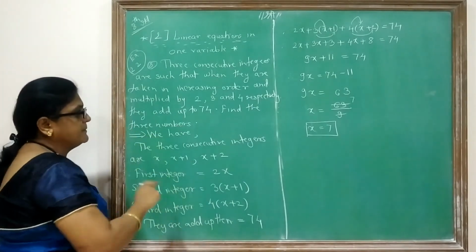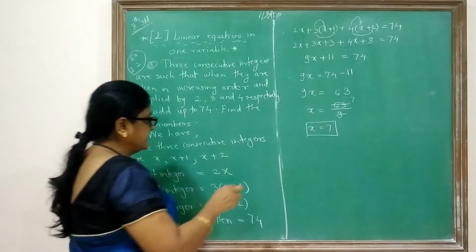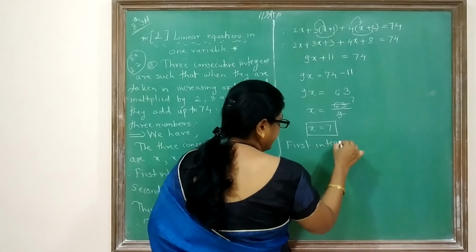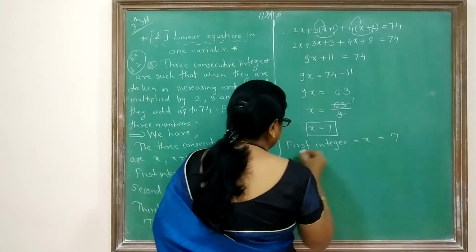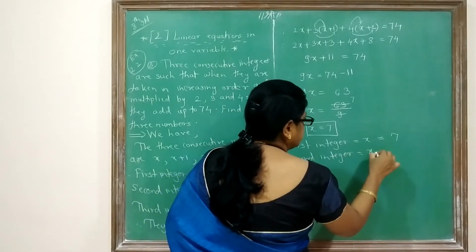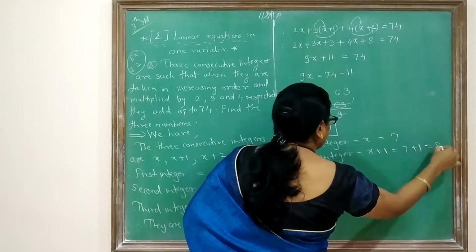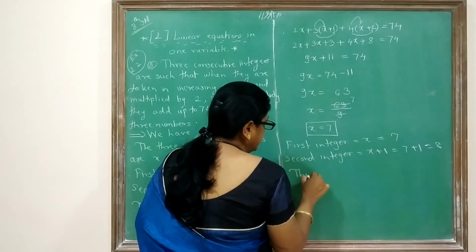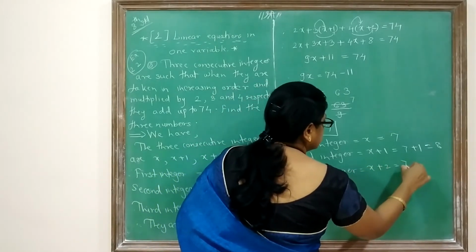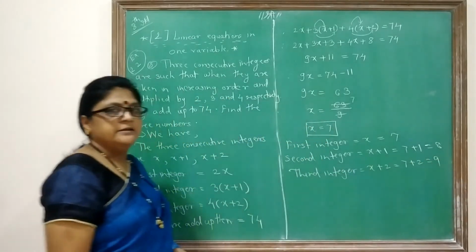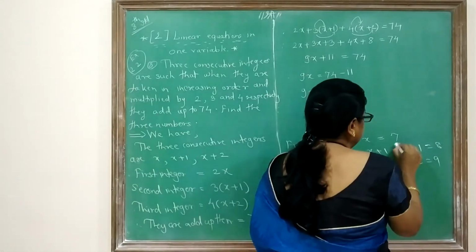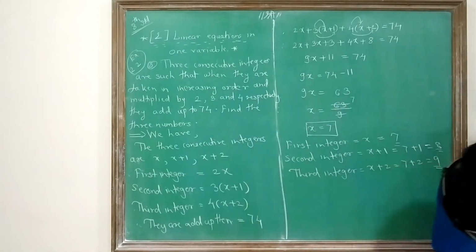But we have to find the 3 numbers. The first integer is x, equal to 7. Your second integer is x plus 1, equal to 7 plus 1, equal to 8. Then your third integer is x plus 2, equal to 7 plus 2, equal to 9. Means your answer is 7, 8 and 9. Then see the next example.